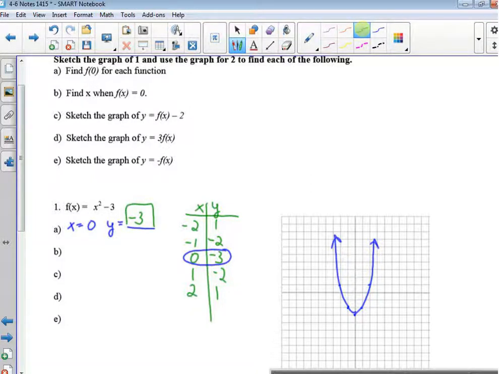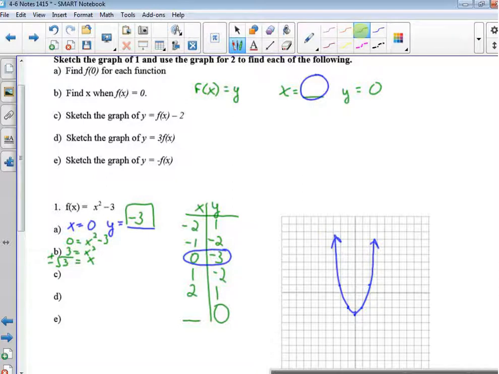Find x when f of x equals 0. Now remember up here that f of x is really the same as y. So what B is asking is, what is x when we know that y is 0? That's what we're looking for. So if I have y equals 0, what's the x? Well, you could solve that algebraically, and you could say 0 equals x squared minus 3, and then you'd have 3 equals x squared, and then x is equal to the square root of 3, plus or minus.